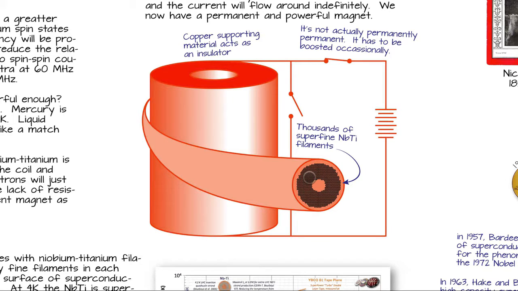Now you would say copper, that's a conductor, but it's not a superconductor. So once we cool this down to 4 degrees Kelvin, the niobium titanium, actually at 10 degrees Kelvin, it's a superconductor. So at 4 degrees Kelvin, liquid helium temperatures, it's a superconductor. The copper is almost a superconductor, but not. Its resistance is really low, but it is not zero at that temperature. So the copper acts as the insulator, and the current runs through the superconducting filaments along the surface of each one.